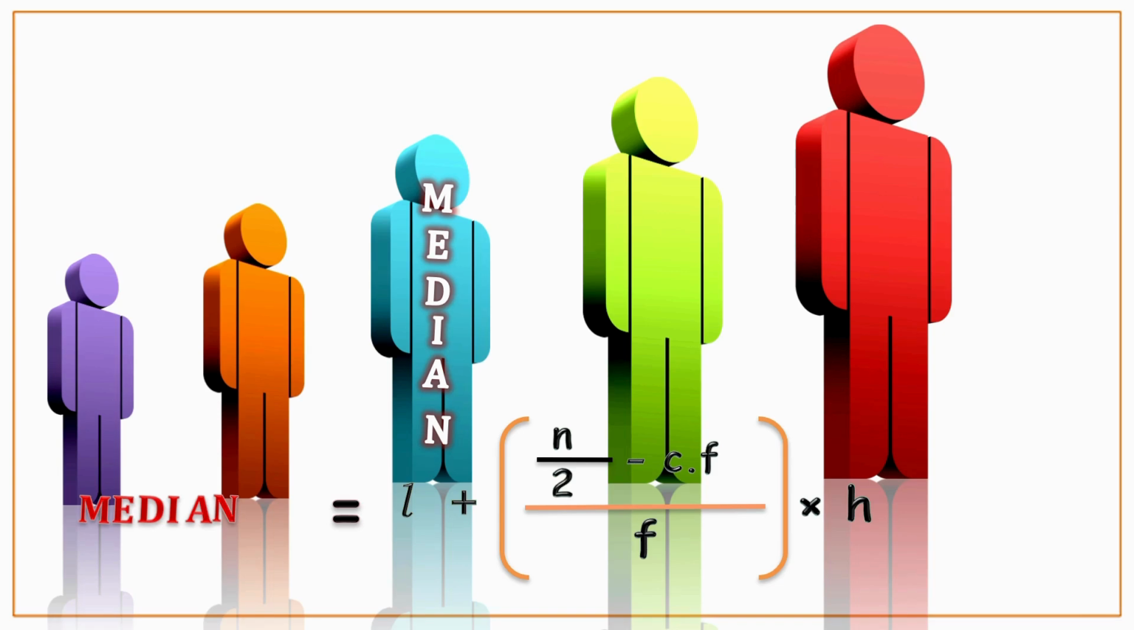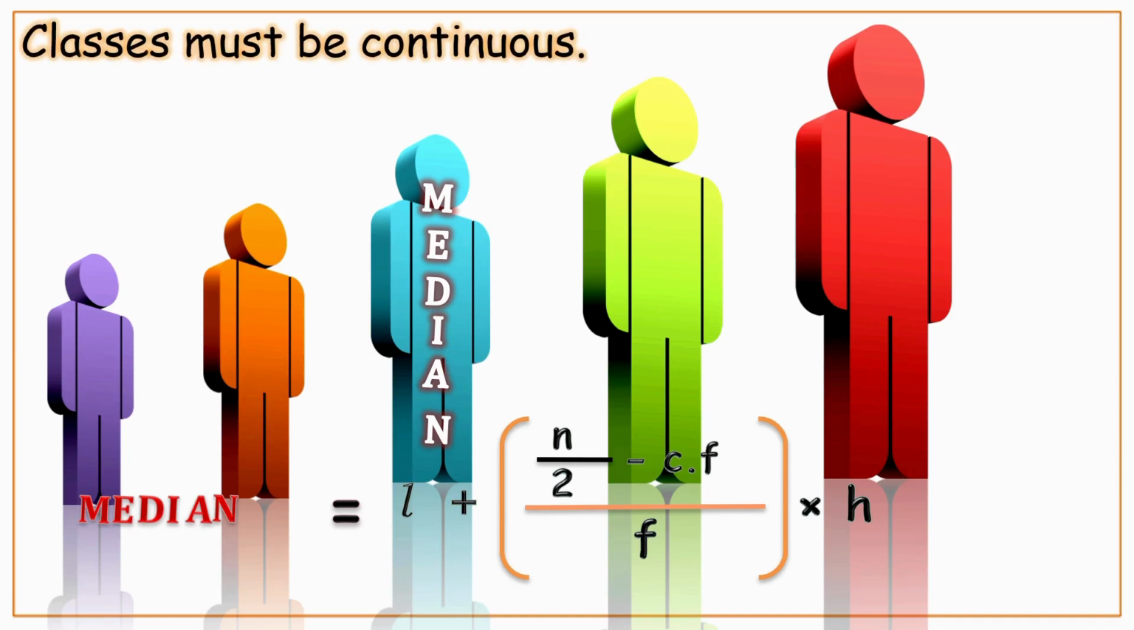First let us take a look at what these L, N, CF mean. I think you know F, H and L, as we have already covered them in mode, but I will explain once again. If you don't remember, don't worry, I will explain what L, H, F and the other terms are. In this case also, the classes must be continuous. If the class interval is not continuous, then first we need to convert it to a continuous class interval. Then only we can solve the problem.